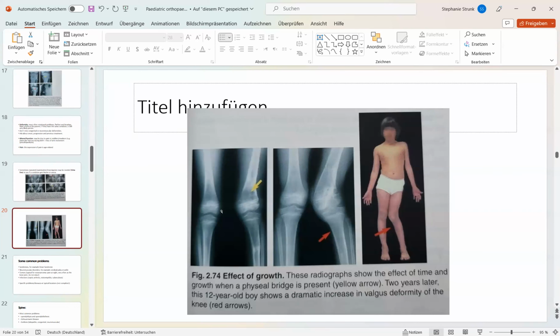Does the deformity look like this? Two years later, it looks like that. This boy is a 12-year-old. He will, as I showed you, have some more growth left. So you have to calculate that and calculate when to do what surgery.